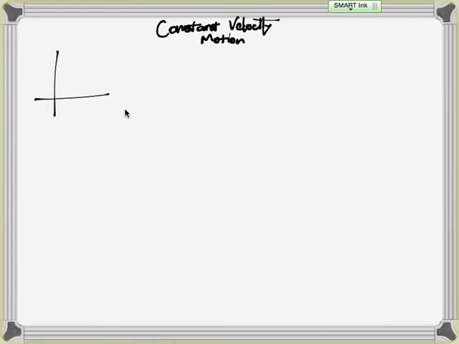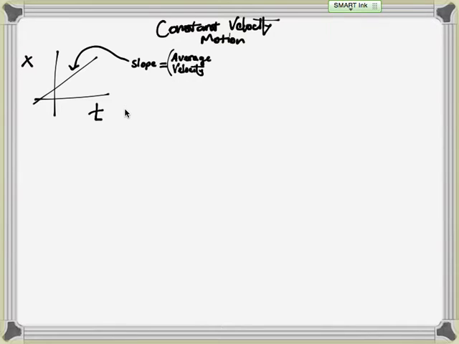If you're moving with a constant velocity, your position, symbol x, versus time graph has to be a straight line. That slope right here is your constant velocity. And in this case, you can see that your velocity isn't changing, so I'm going to refer to it as an average velocity.